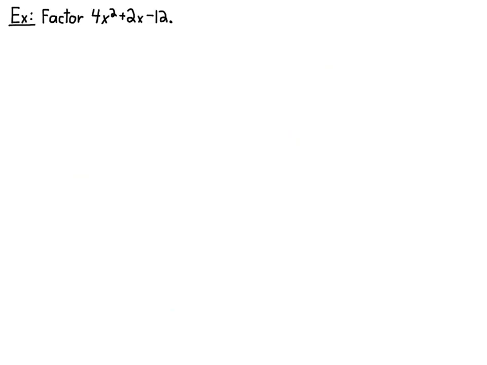Okay, so example, factor 4x squared plus 2x minus 12. I need all the ways of factoring 4, and then all the ways of factoring 12. Well, except for one thing. I should always look for a common factor first, and that's why I did this example. Notice that the three terms all have a common factor of 2. So I should factor that out first. Why? Because then there's a lot fewer possibilities to look at when you're trying to factor.